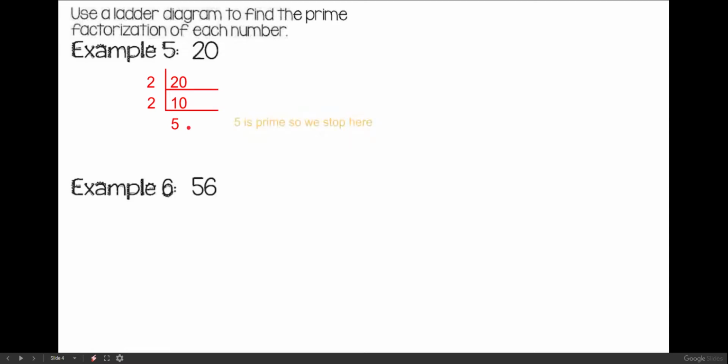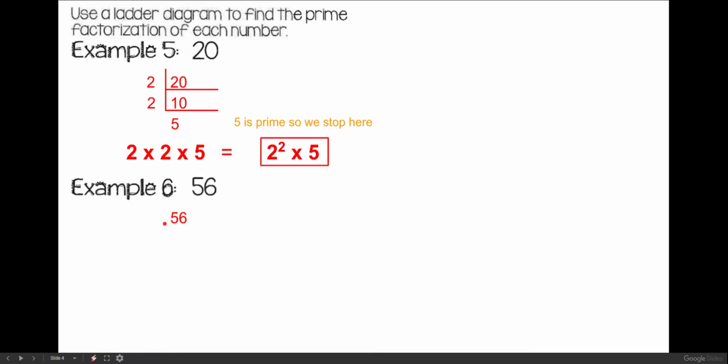So 5 is prime, so we stop our ladder there. So what this is, 2 times 2 times 5. Now, how did I get that? Well, all the numbers outside of the ladder. So 2 times 2 times 5, which is 2 to the second power times 5. Pretty nifty. Now, something you need to be, I guess we'll talk about it later.